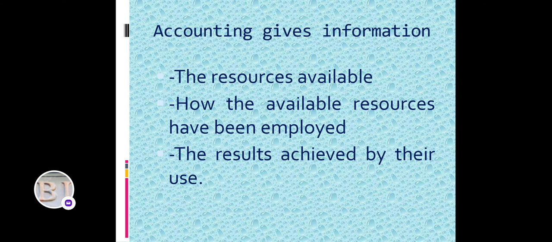And next, how the available resources have been employed. That is, how we are going to make use of this money, where we are going to employ this money. And the third one is the results achieved by their use. By making use of this money, what is the result we have achieved? So, to know all this information, accounting is needed for us.